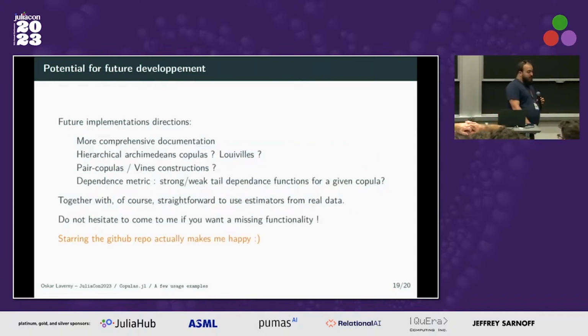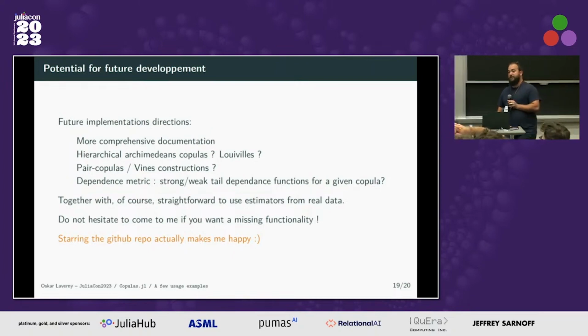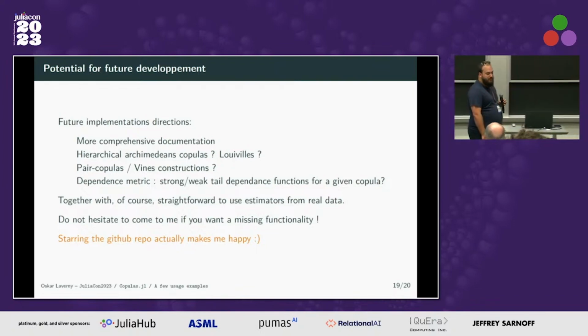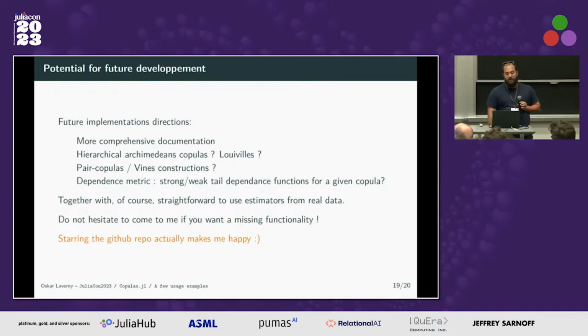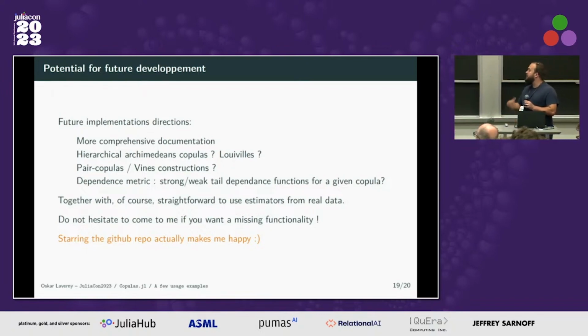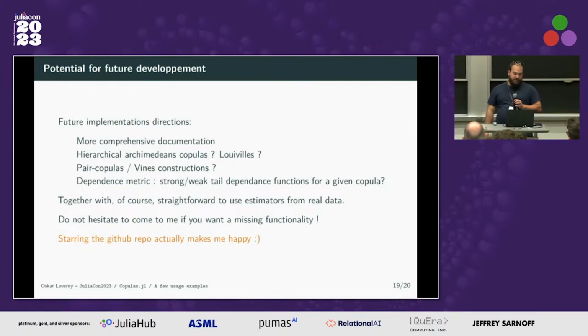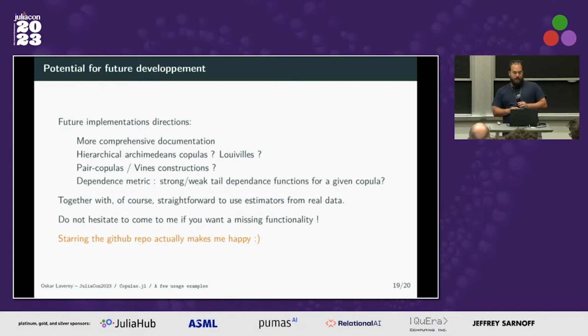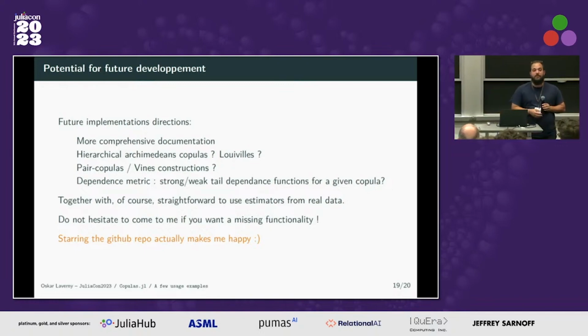And there is also some potential for future developments of the package. These are things that I don't really have the time to do right now, but which I am supposed to do. The documentation is not comprehensive enough, of course. It never is. There are a lot of models that I want to add. The hierarchical Archimedean copulas, the Vine constructions might be really nice to have too. And there are also some dependence metrics that I did not define and did not talk about here, which might be interesting to add to the package. And there is also the problem of estimators, because those models are maybe harder to estimate than what we already have with the maximum likelihood and the moment matching. Of course, if you find some missing functionality, do not hesitate to come to me.